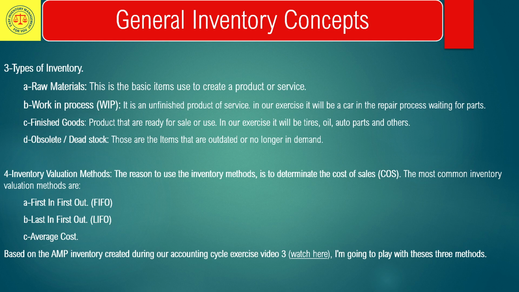Based on the AMP inventory created during our accounting cycle exercise video 3, I'm going to play with these three methods. The reason I'm going to play is just to show you exactly what the difference is. Ahead of time, I'm going to tell you that the inventory balances should be the same from the inventory system and the accounting records. And we are going to discuss that later.